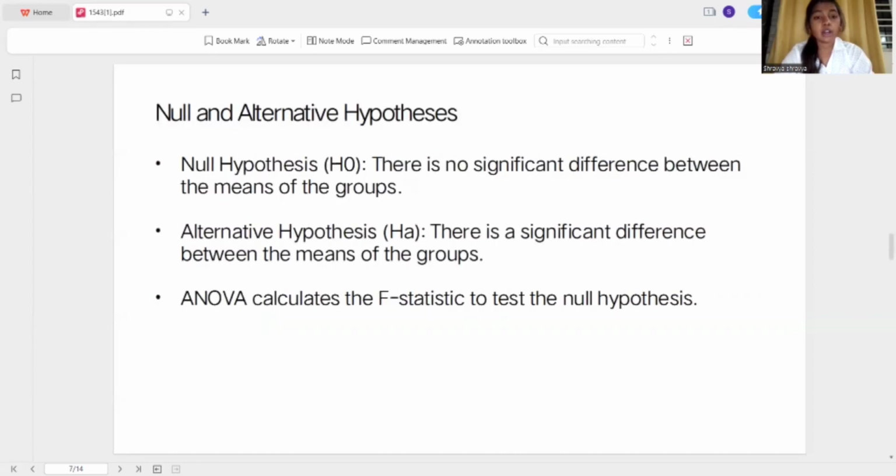Next, we have the null and alternative hypothesis. The null hypothesis, H0, states that there is no significant difference between the means of groups. The alternative hypothesis, which we call HA, states that there is a significant difference between the means of the groups. ANOVA calculates the F statistic to test the null hypothesis.